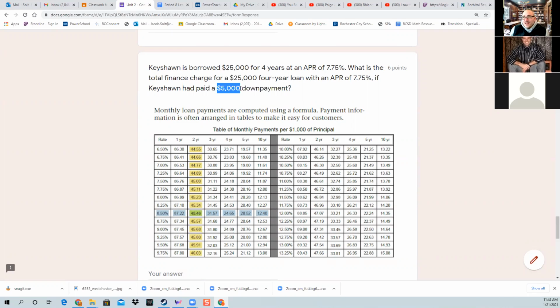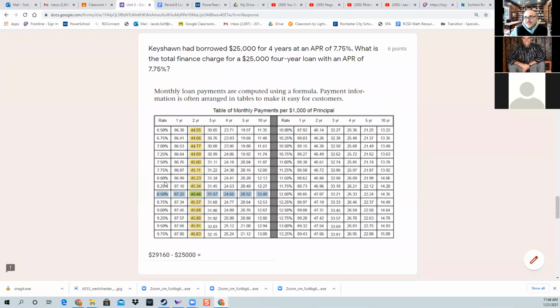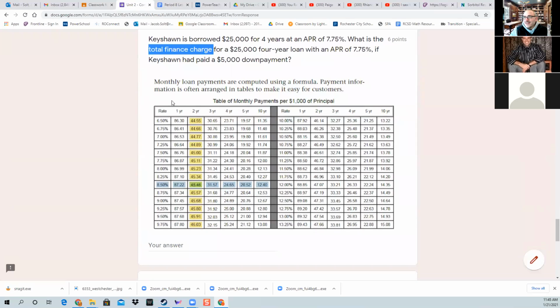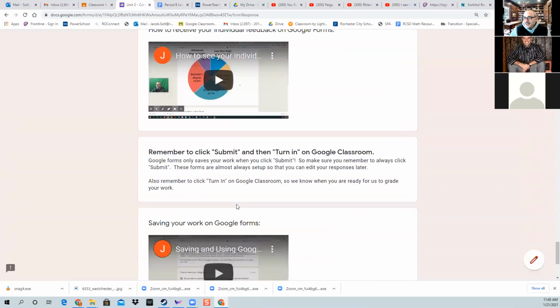So do the same thing you did before. Find the monthly payment on 20,000. Find the total amount of payments on the 20,000. And then take the total amount he paid minus 20,000 to find the finance charge, right? And that's what it asks for, total finance charge. So it's basically the same thing we did up here, but with 20,000 instead of 25 because of a $5,000 down payment difference. And that's it.